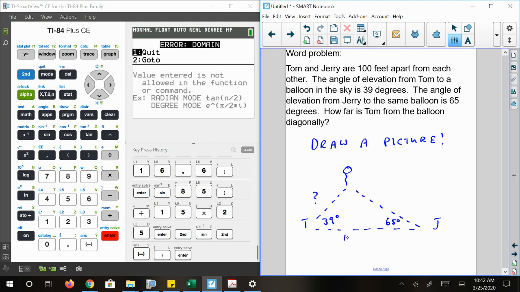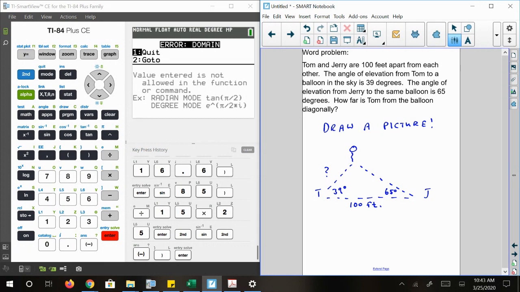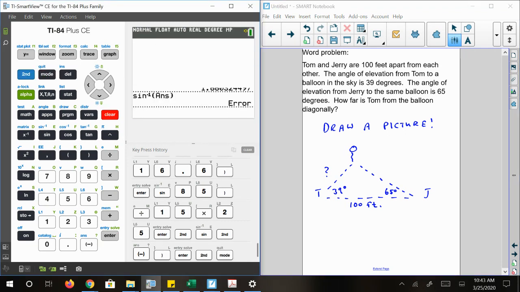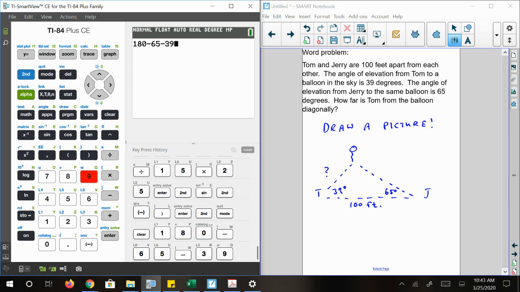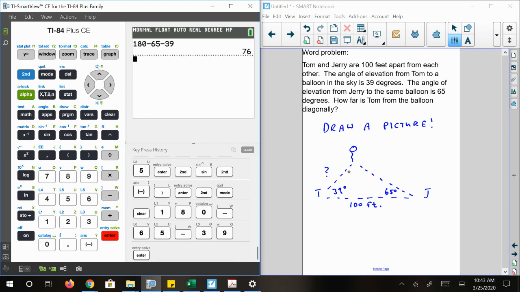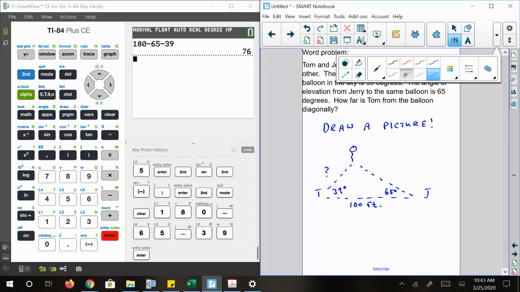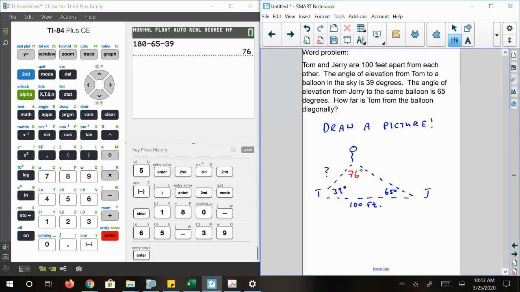Well, once you draw a picture, you can see this is actually the exact same type of problem that we've been working on. In order to do this, we first need a complete side and angle. Well, we don't have that yet, but we know we can get this other angle because all these angles have to add up to 180 degrees. So 180 minus 65 minus 39 tells us that this angle right here has to be 76 degrees. And now we have a complete side and angle. But we need to figure out this other side right here.